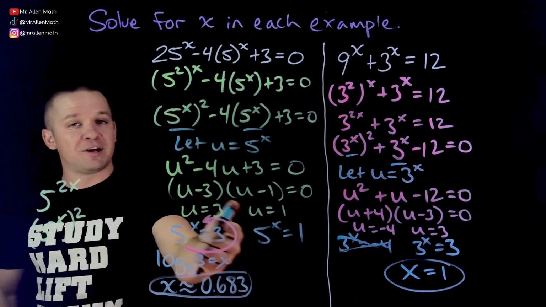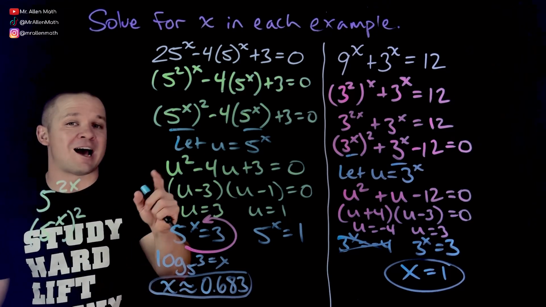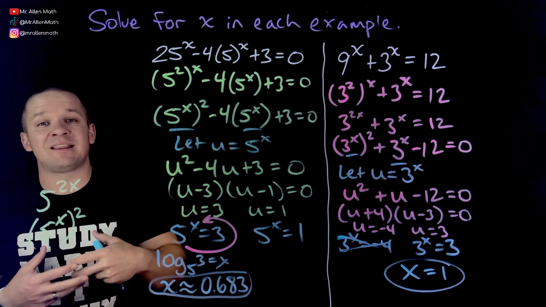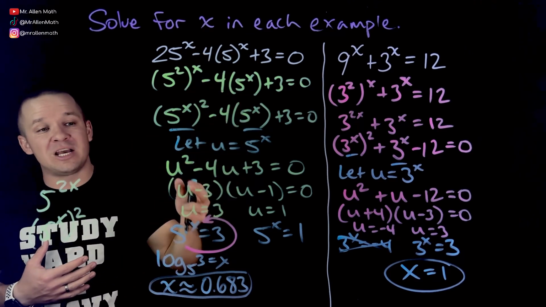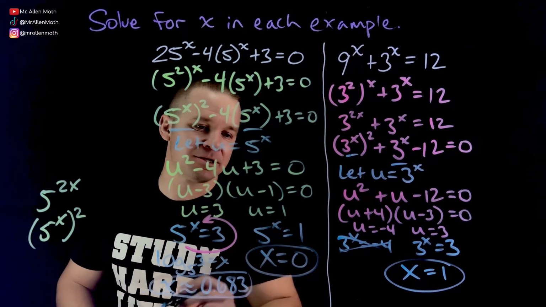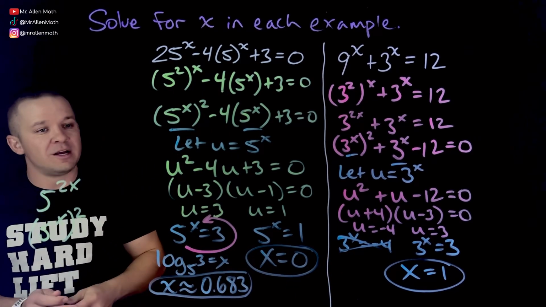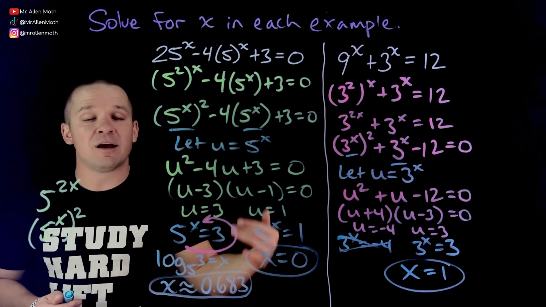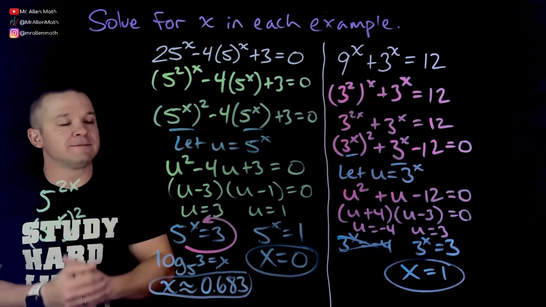But this one over here, another perfect scenario for a non-calc problem. 5 to what power gives me 1? Well, anything to this particular power gives me 1. It is 0. X equals 0 is my answer right here. Whether I have 12 to the 0 or 1,000,000 to the 0 or 7,562 to the 0, it's going to equal 1. There we go, guys.